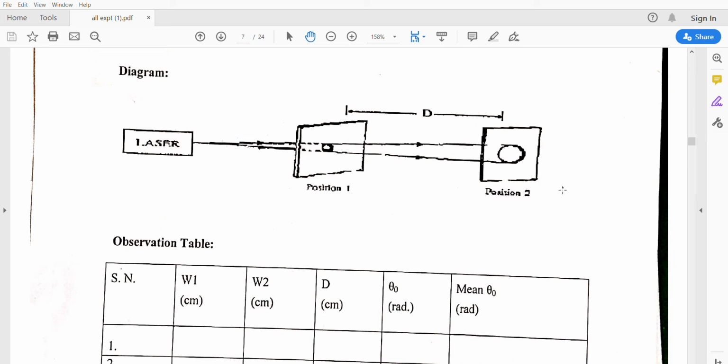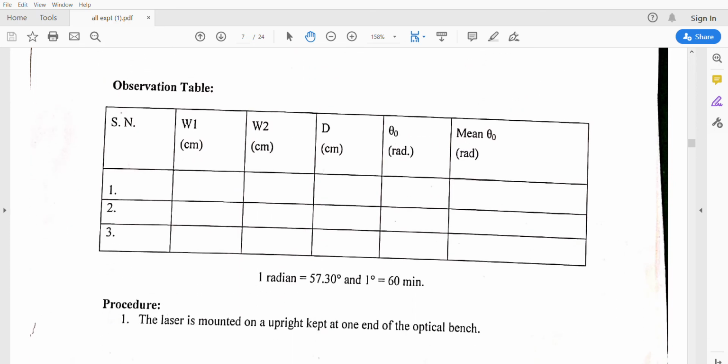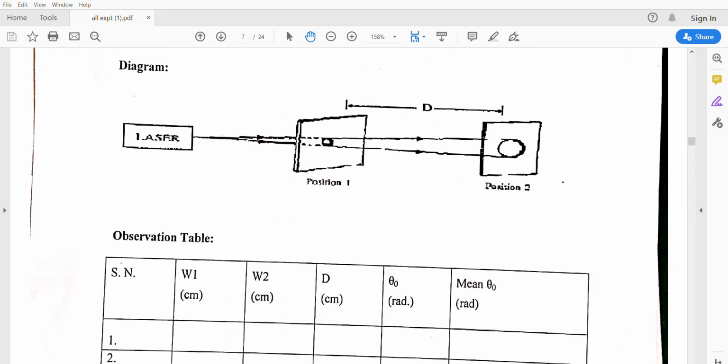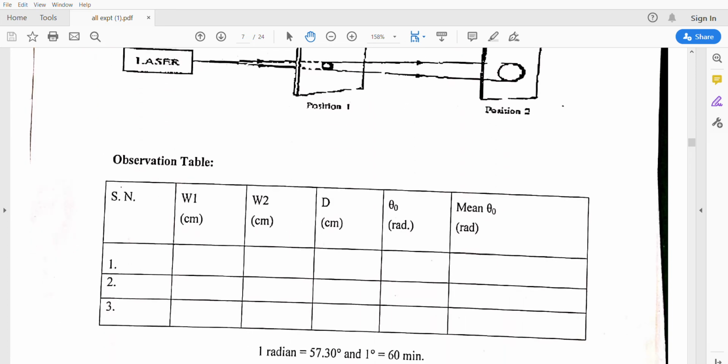In one case we have to take the width of the laser at the two positions. At position 1 the width of the laser is W1. At position 2 the width of the laser is W2. So W1 and W2 indicate the width of the laser at positions 1 and 2. D is the distance between position 1 and 2. Theta naught is the angular divergence. So we can calculate the angular divergence by using these values, where W1 is calculated at position 1.